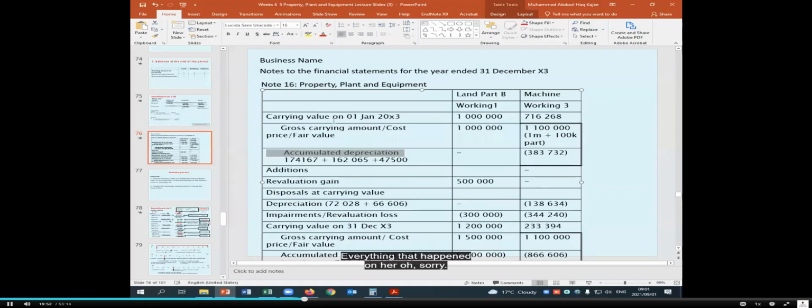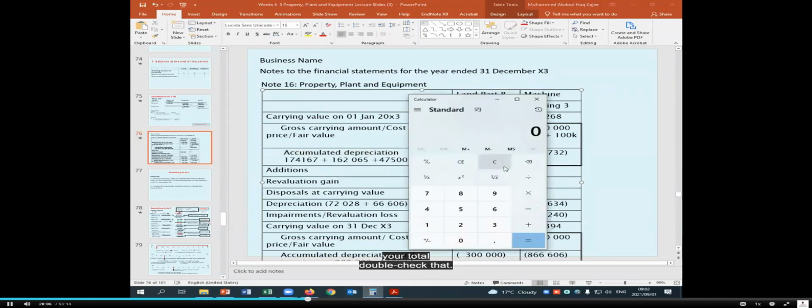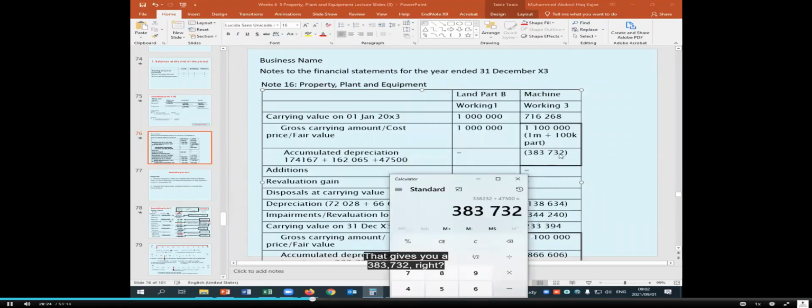Everything that happened before the 1st of Jan 2003. So you got your 174 plus your 47 plus your 162. And that gives you your total. Let's double check that. That gives you 383,732.